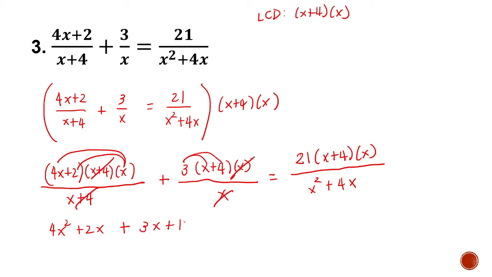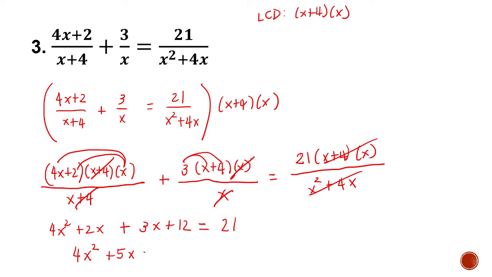So x plus 12 is equal to, okay, actually this expression right here is x plus 4 times x, di ba? Ang expression na to at yung expression na to ay the same. So we can just cancel them. So what's left is 21. Okay, so next step is to combine similar terms.